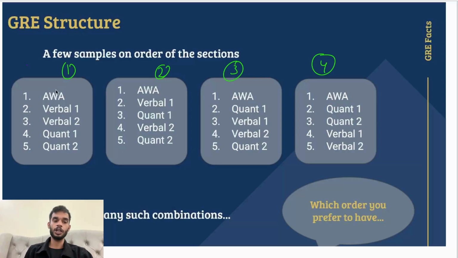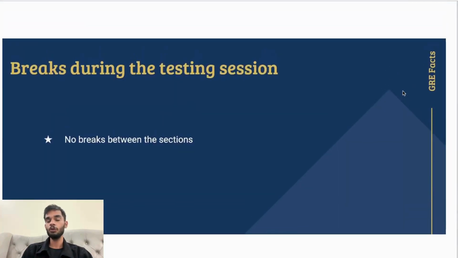On every order there is AW first. After that, it's not pre-decided. So you can face a verbal section, then a second verbal section, and then quant 1, quant 2, verbal 1, verbal 2, quant 2 alternatively. Anyhow, it can come.